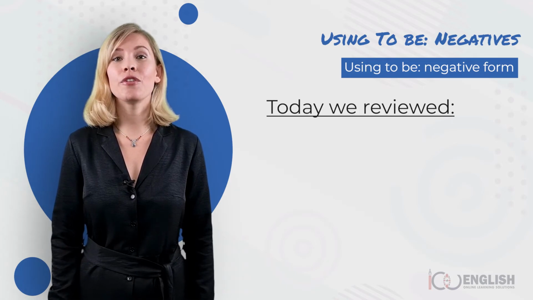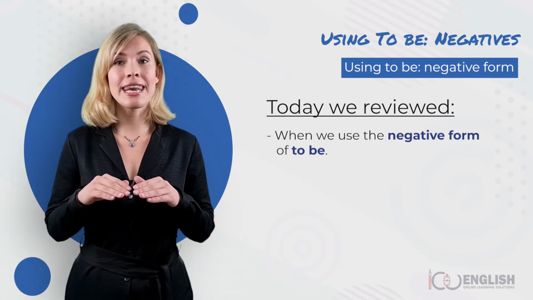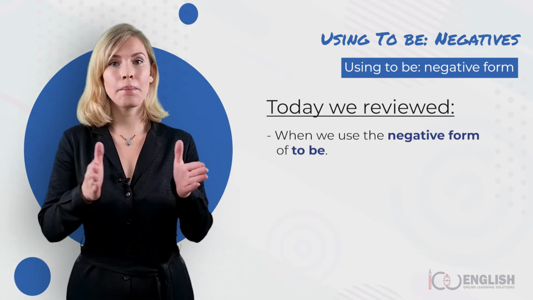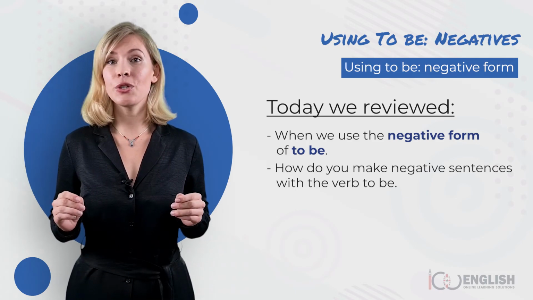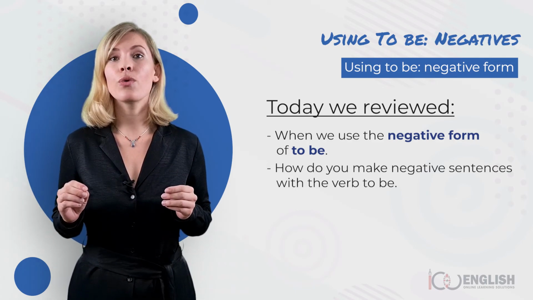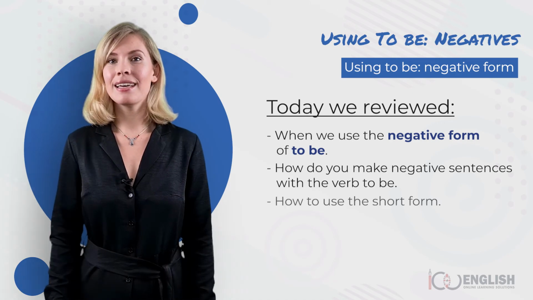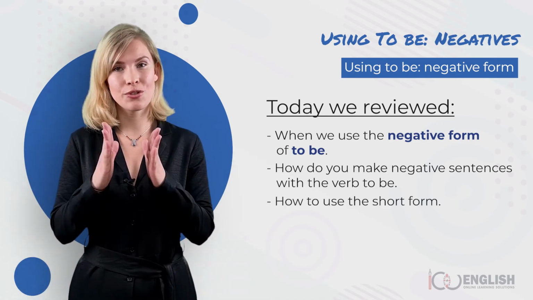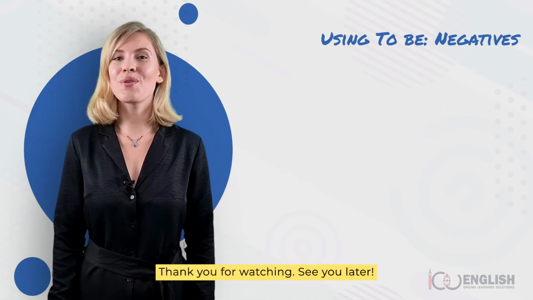Today we reviewed when we use the negative form of to be. How do you make negative sentences with the verb to be? And how to use the short form.